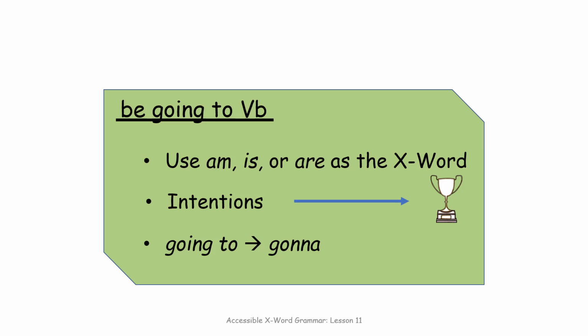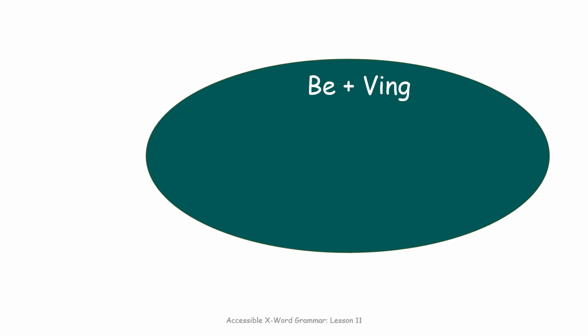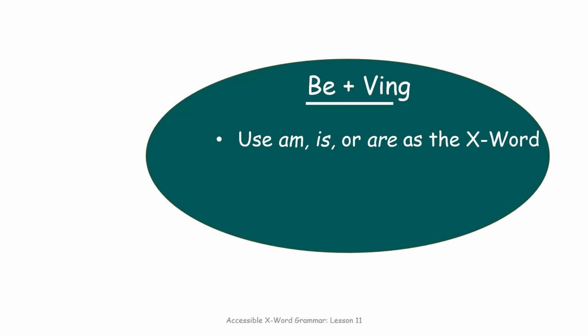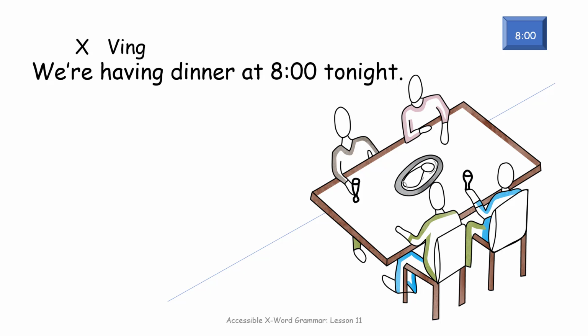For example, I failed the test. I'm going to study harder from now on. For be plus VING, use am, is, or are as the X word. Use this form when something is almost sure to happen and near in time. For example, we're having dinner at 8 o'clock tonight.